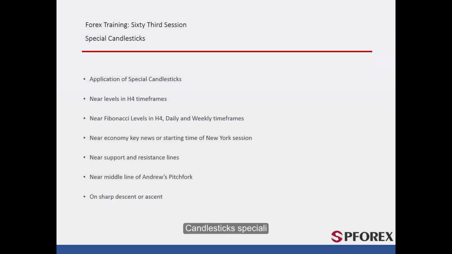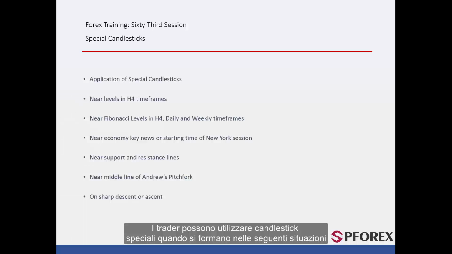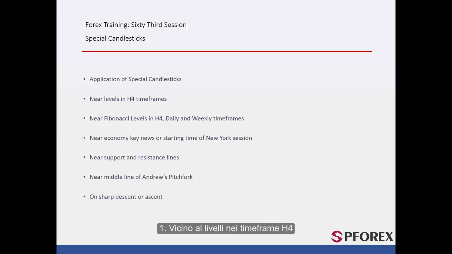Special candlesticks. A trader can utilize special candlesticks when they form in the following situations. 1. Near levels in an H4 time frame. 2. Near Fibonacci levels in H4, daily and weekly time frames. 3. Near economy key news or the starting time of the New York session. 4. Near support and resistance lines. 5. Near the middle line of Andrew's pitchfork. And finally, 6. On a sharp descent or ascent.